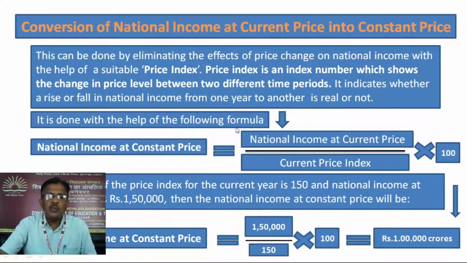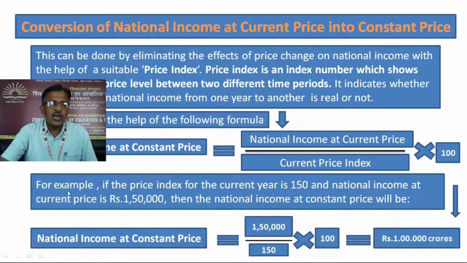It is done with the help of the following formula, that is national income at constant price. The formula is national income at current price divided by the current price index, multiplied by 100. In the example here, if the price index for the current year is 150 and national income at current price is rupees 1,50,000, then the national income at constant price will be, putting in the formula, 1,50,000 divided by 150, multiplied by 100, so the result is 1 lakh crore.